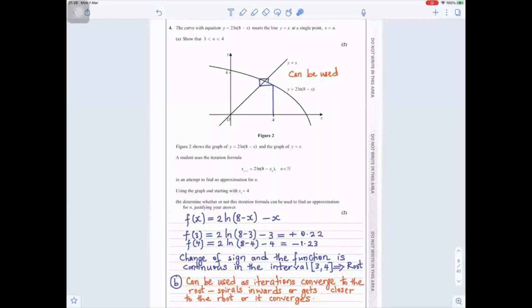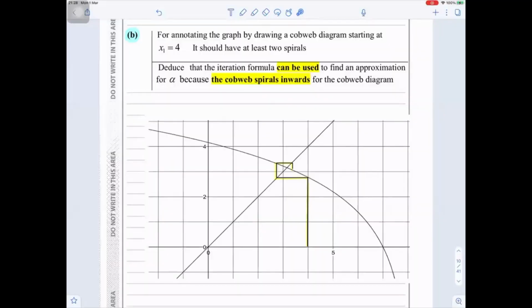So that's question 4. And that's a graph showing question 4 in detail, where you can see each spiral. So it goes to the curve, to the line y equals x, back to the curve, back to the line y equals x. And that's the curve. It's getting closer and closer to the root, spiraling inwards because the cobweb spirals inwards.